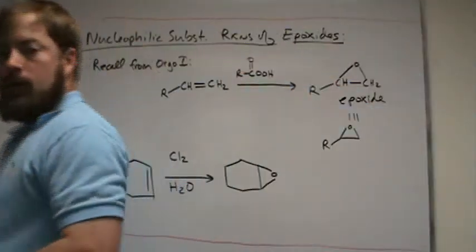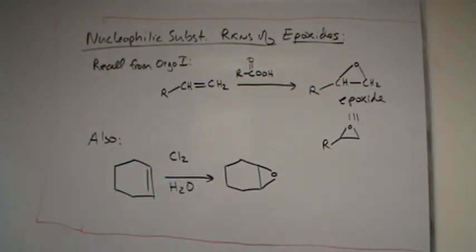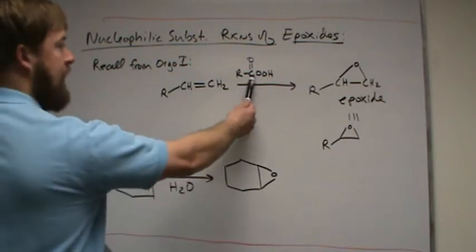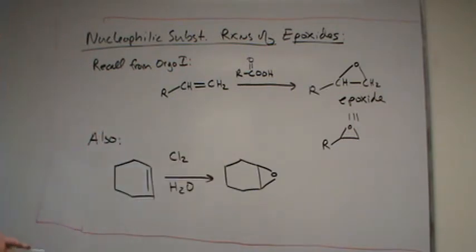Okay, so let's switch gears here and let's go from ethers to epoxides. So epoxides are kind of similar to ethers as far as the atoms that are involved in their structure, but the reactivity is quite different. So, nucleophilic substitution reactions of epoxides. Okay, remember from Orgo 1 that we can make epoxides by reacting an alkene with a peroxy acid to get an epoxide.